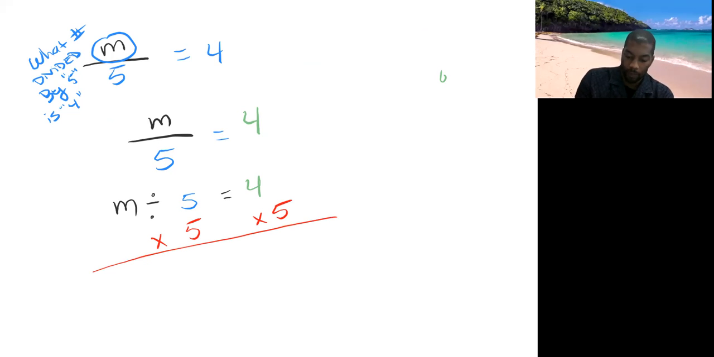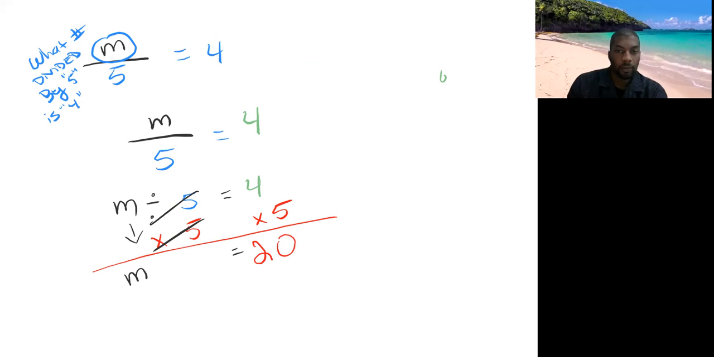Then I go through it. Does anything happen to the m? No. The division, the divided by 5 and the multiplied by 5 cancel each other out. They negate each other. The equal sign stays where it is. Then I just do 5 times 4. What's 5 times 4? 20. So m is supposed to equal 20. Now let's try that out. Let's prove it.